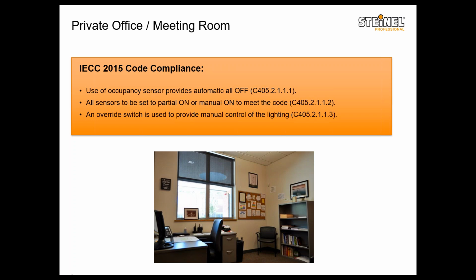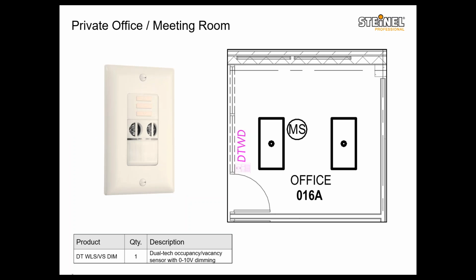You definitely have to set them to partial on or manual on to meet the code requirements, and you must have some sort of override switch for the user to turn the lights off. As you can see, you probably don't have that many fixtures in these office areas. So Steinel's solution for this kind of space is a dual tech wall switch with dimming function.